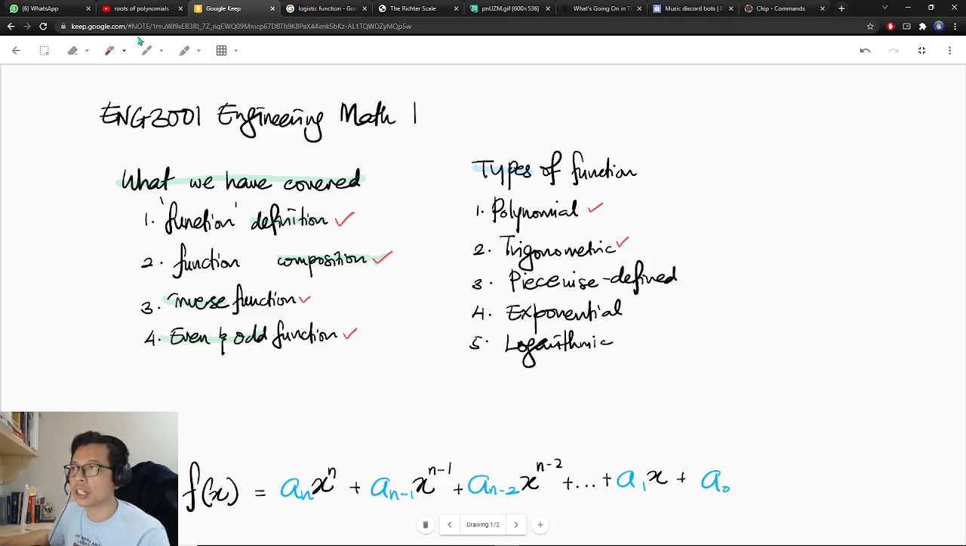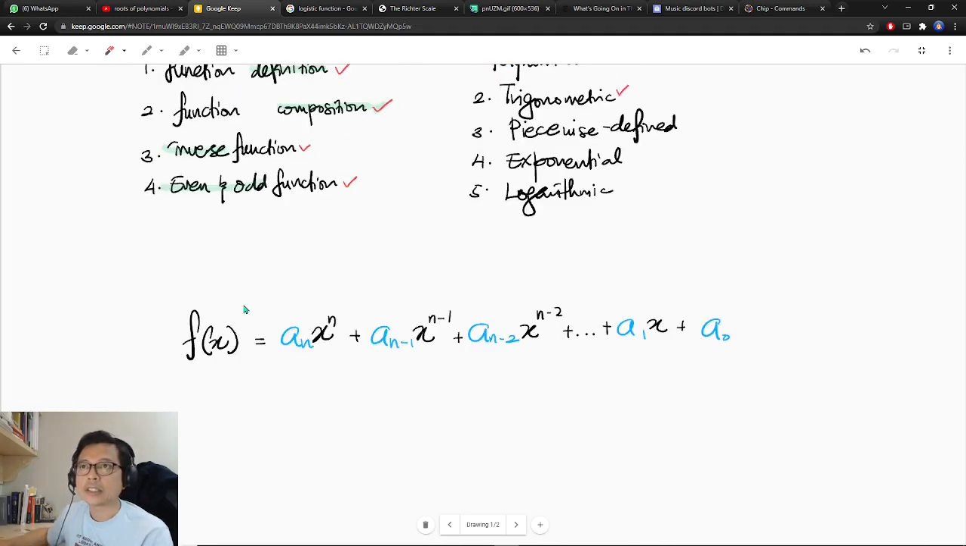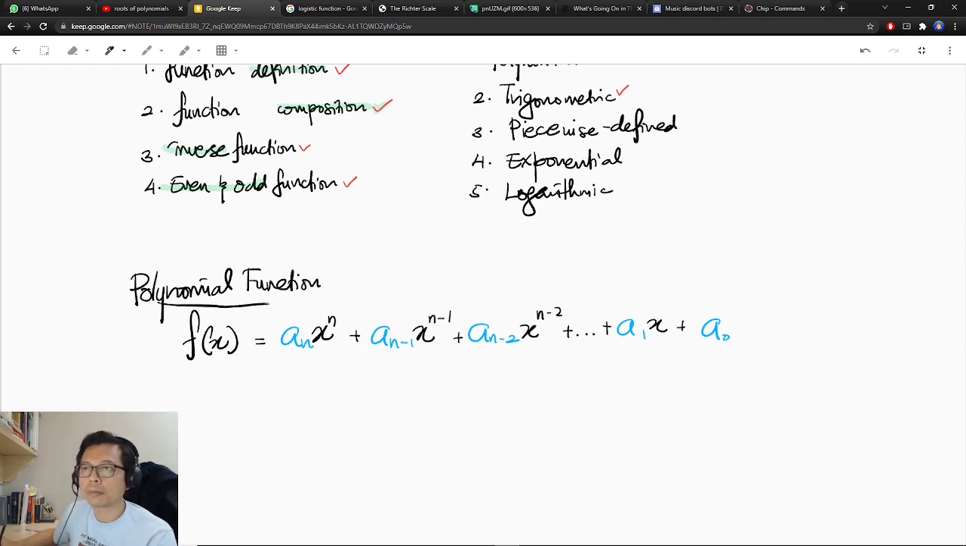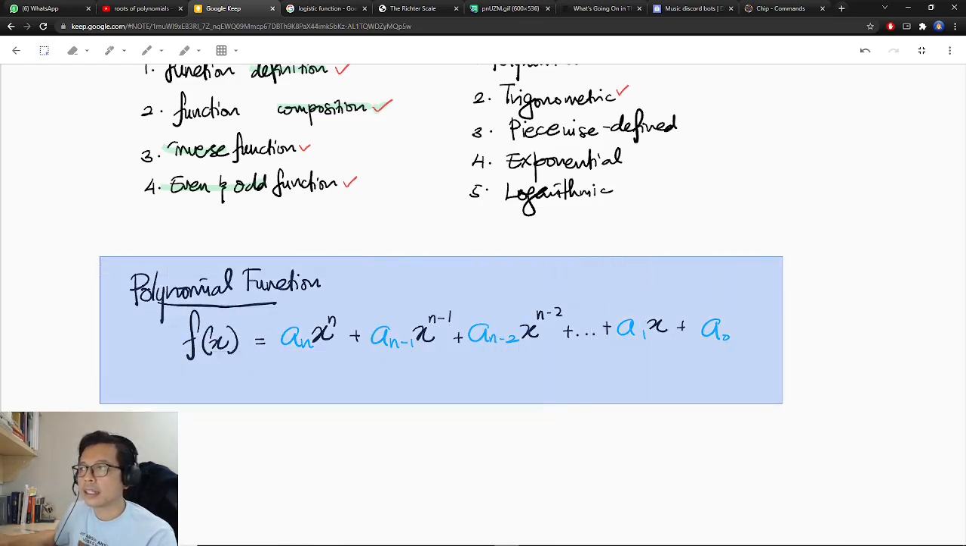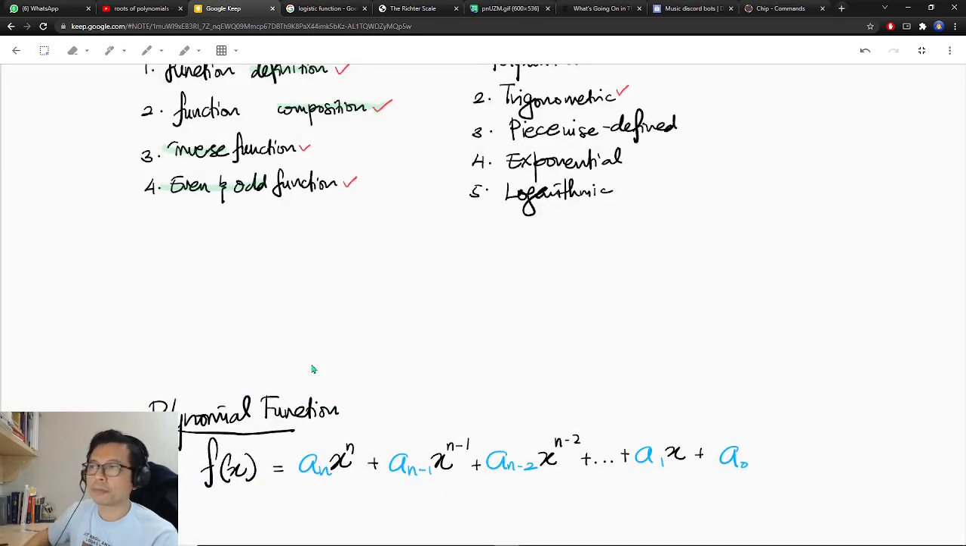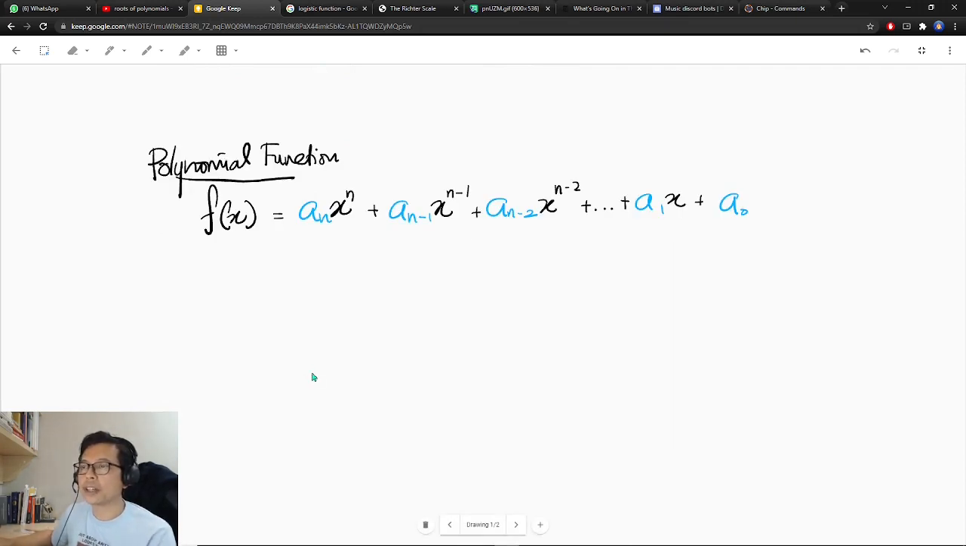And let's start with polynomial functions first, okay? So let's call this polynomial function. This is the general form of polynomial function. That means if any function takes the type of what we've shown here, then it is considered a polynomial function.